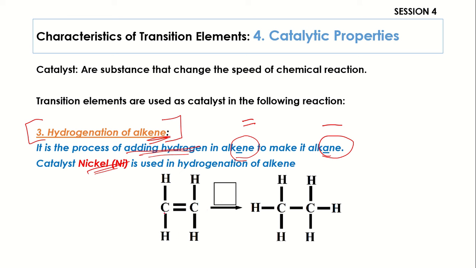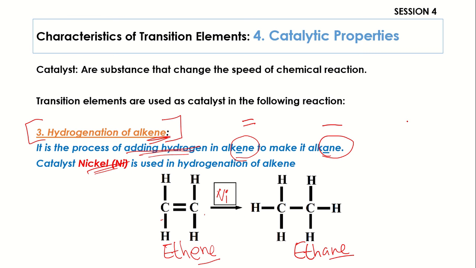So ethene, you have a double bond here, is converted to ethane with a single bond, and to speed up the reaction you have used the nickel transition element as catalyst.